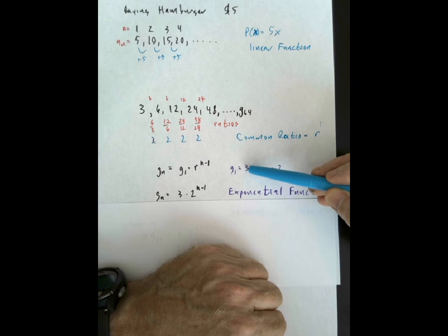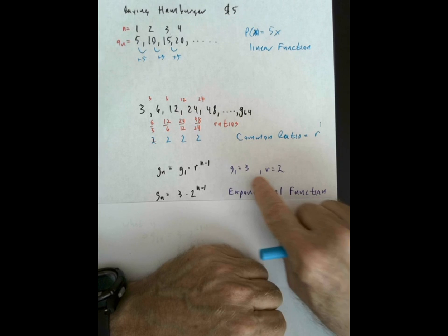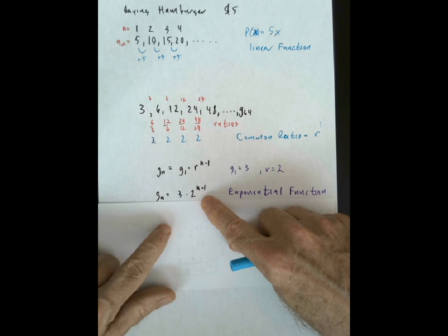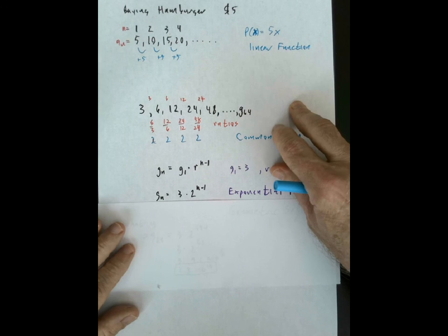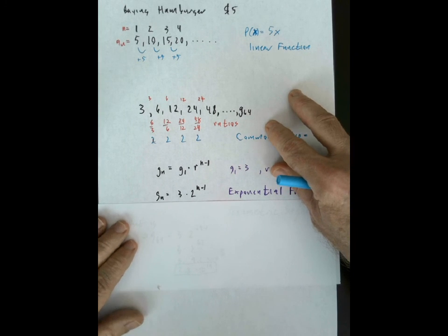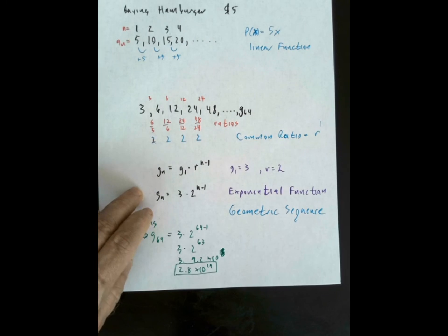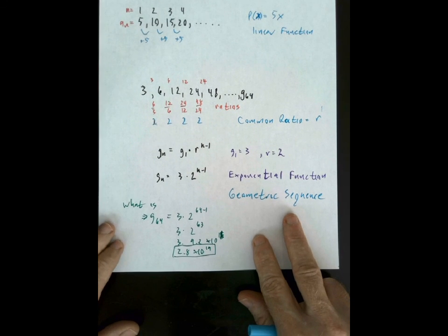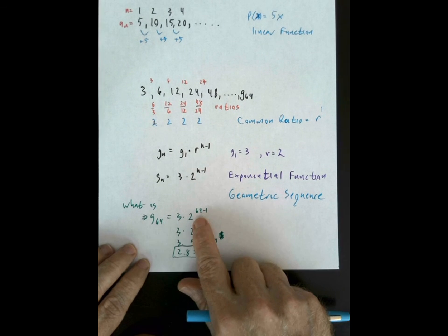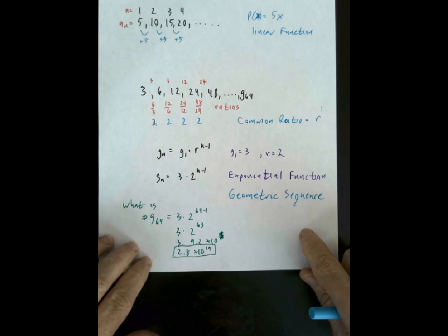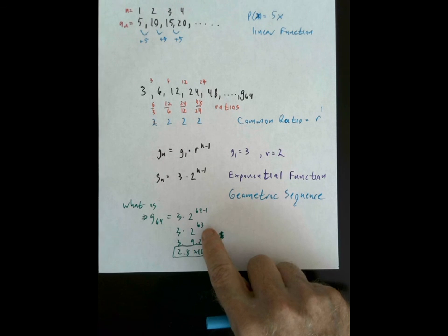And we saw here that g sub 1 in this formula is the first term, which is 3. R is the common ratio, which is 2. So we use these two numbers here. We substituted them in for g sub 1 and r, and here's our formula. And we use that to generate the 64th term in the sequence, which was 3, 64 minus 1, which was 63, and then we did on the calculator 2 to the 63rd power.